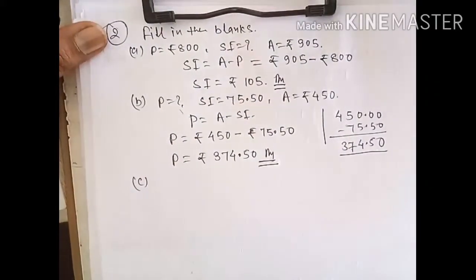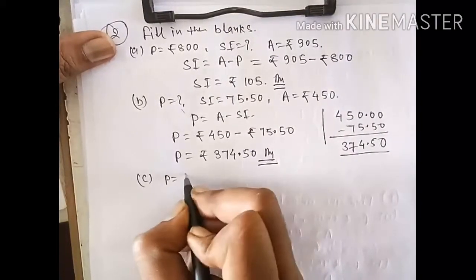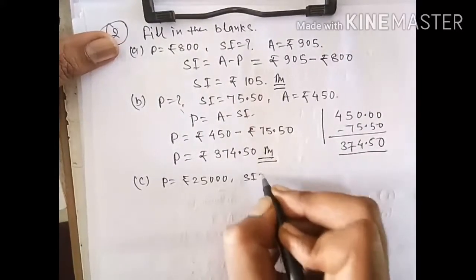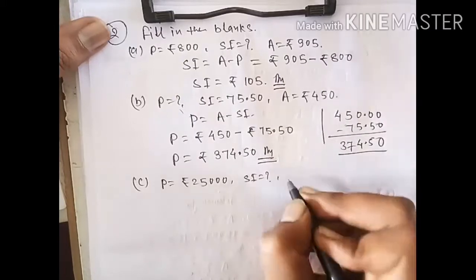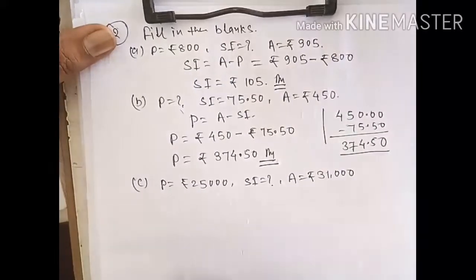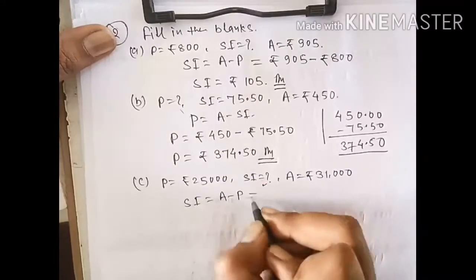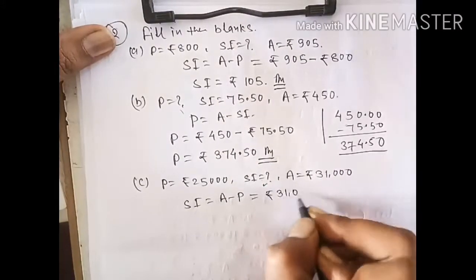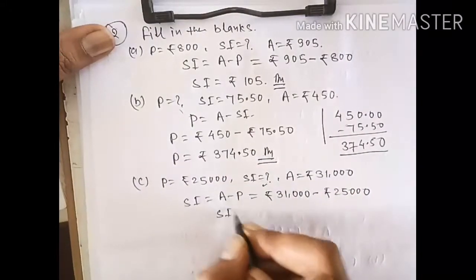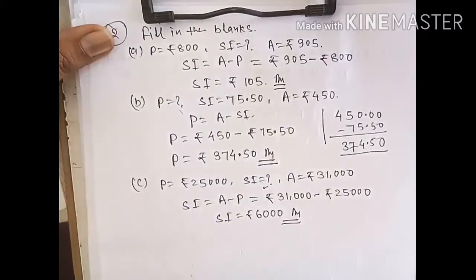Now in question C, principal is rupees 25,000, SI is not given and amount is rupees 31,000. You have to find simple interest, and you know that SI is equal to amount minus principal. Amount is rupees 31,000, principal is rupees 25,000. After subtracting you get rupees 6,000. This is the simple interest and this is the answer.